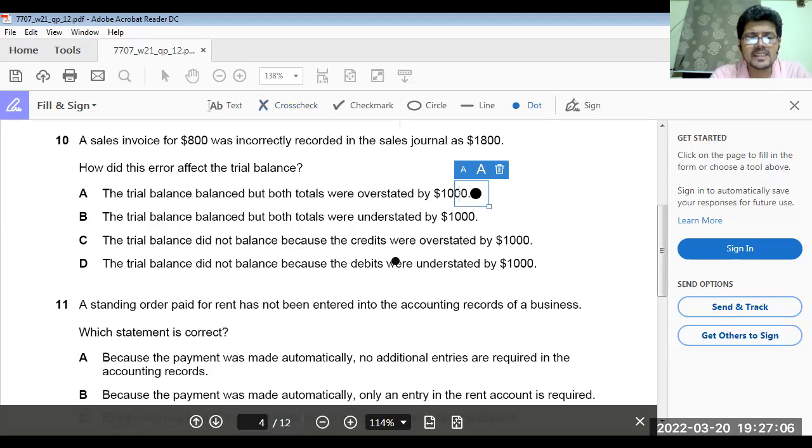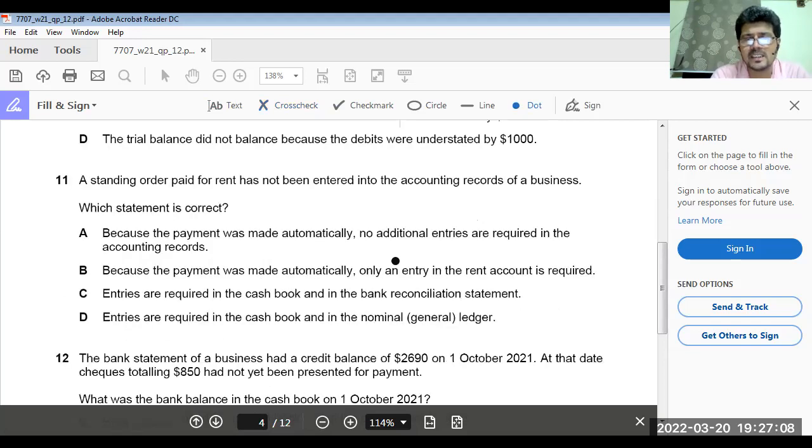Okay. A standing order paid for the rent has not been entered in the accounting records. Which statement is correct? Now, a standing order is an order to the bank to pay a certain amount every month to anybody, but we mostly give it for rent. We have given a standing order in writing to the bank: okay, please pay our rent every month to our landlord, whoever we write for.